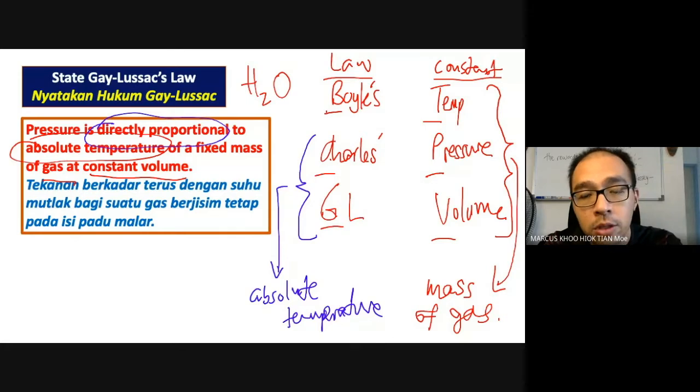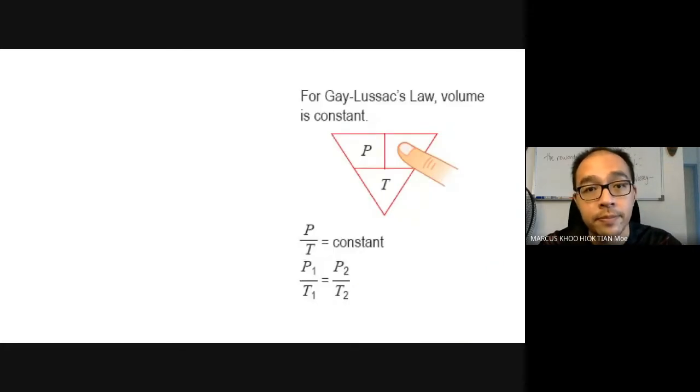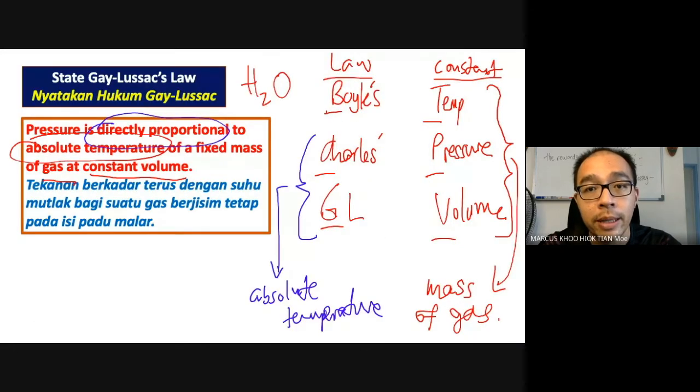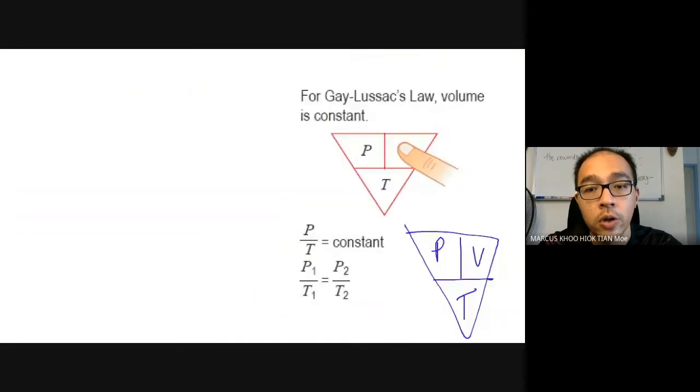So we come back to this thing again. Remember the triangle, where this is P, this is V, this is T. If you have Boyle's law, remember I said just now, in Boyle's law, temperature is constant. So you close the temperature, and then this will be this one. But since they're on the same line, it is inversely proportional. So P and V are inversely proportional.